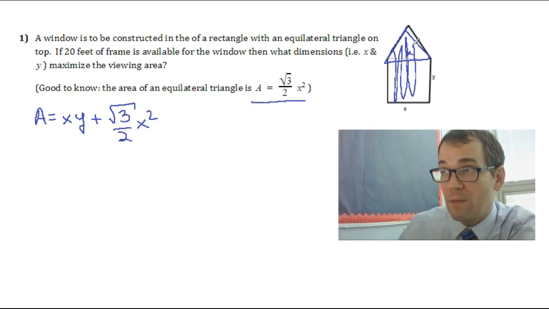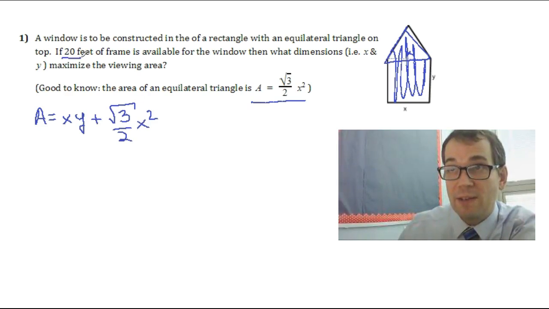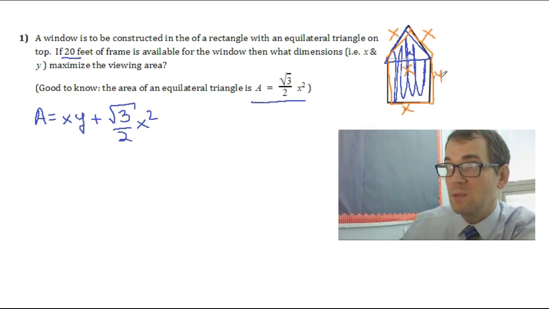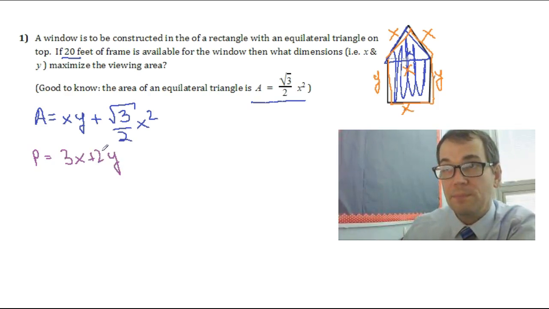The total area of the whole window is the rectangle, x times y, plus the area of that equilateral triangle. And the constraint is that the perimeter, this orange part, has to be 20 feet. Since this is x, these are x, this is equilateral, this is y, this is also y. So in general, the perimeter would be 3x plus 2y. That cannot be more than 20 feet, so that has to equal 20.